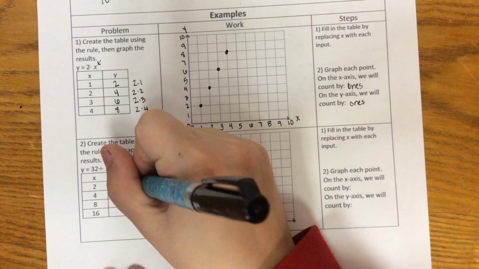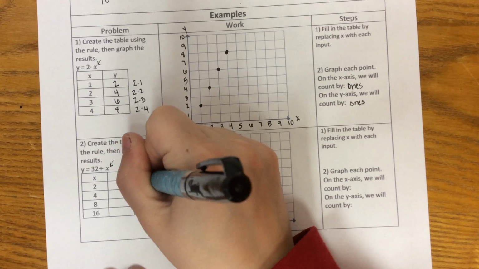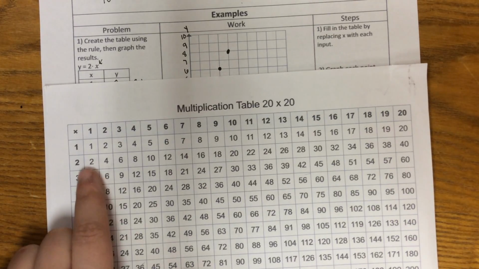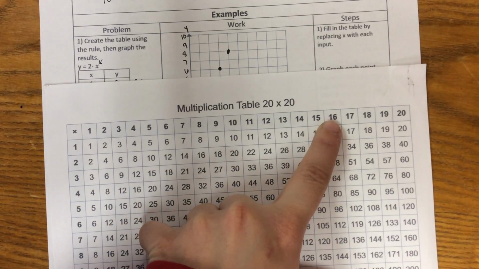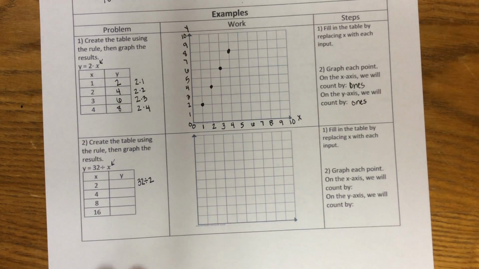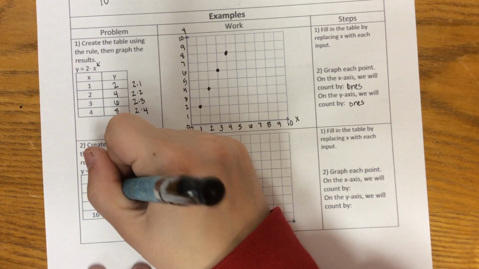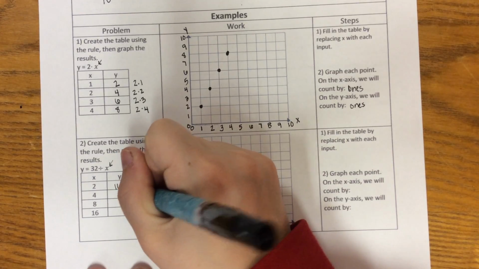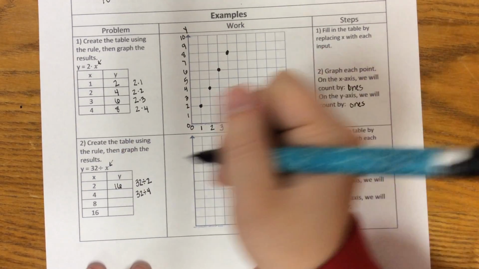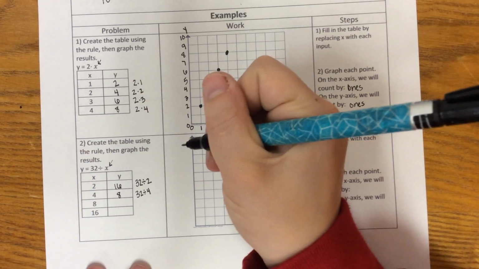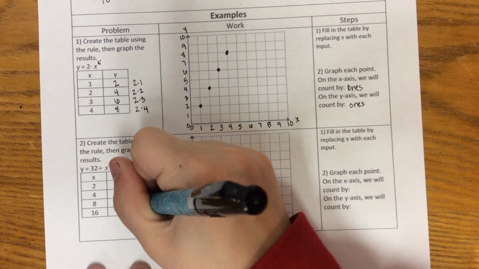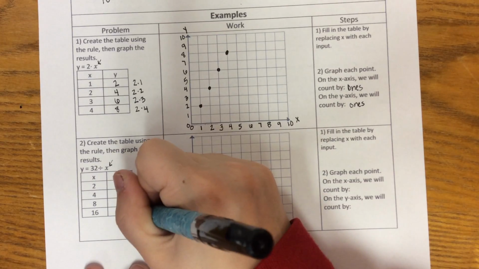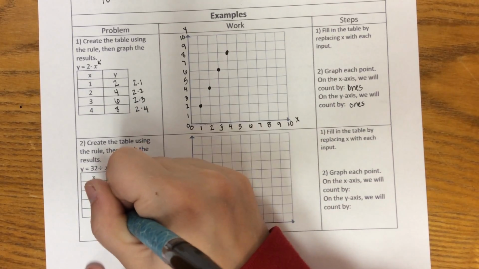Okay, so I'm going to do 32 divided by 2. If I don't know that answer, I'm going to use my multiplication table. I'm going to find 2. I find 32, and then it's 16. Okay, so that's going to be 16. Then I'm going to do 32 divided by 4. If I don't know that, use your multiplication table. 32 divided by 4 is 8. Then I have 32 divided by 8. That's just backwards, so now that's 4. And then 32 divided by 16, and that's 2.